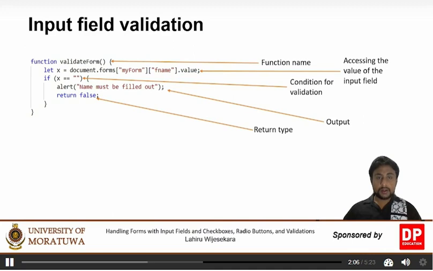Let's try to understand the validation function. The name of the function can be seen in the first line as validateForm. The second line is used to access the value of the HTML form, which is fname. Then the if statement checks whether the value taken from the HTML form is empty or not. If the value is empty, it displays the message "Name must be filled out". Then it returns false as a Boolean value.